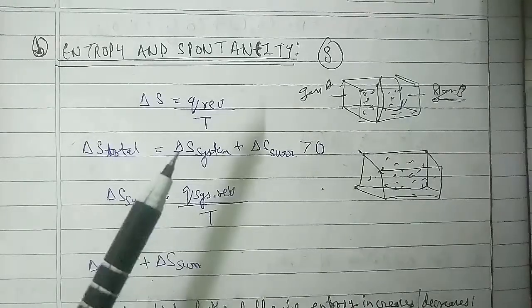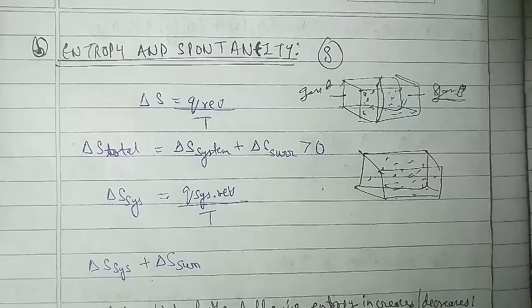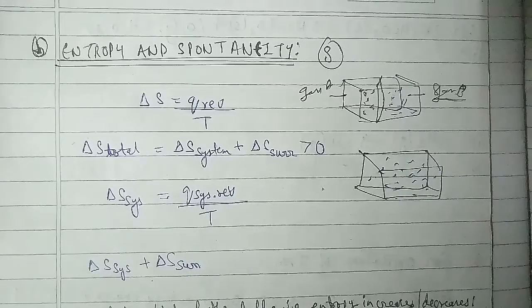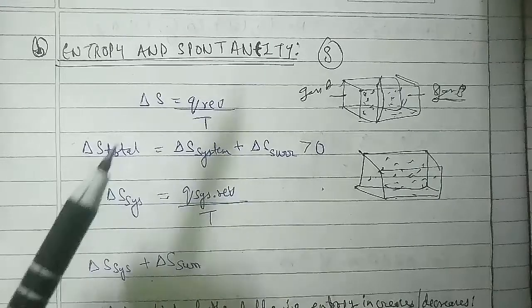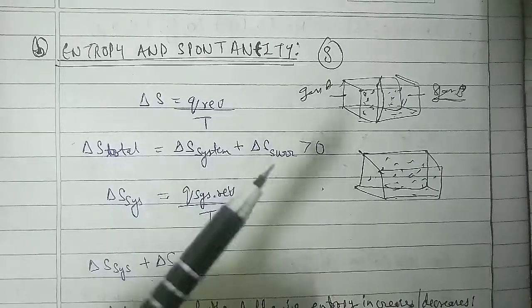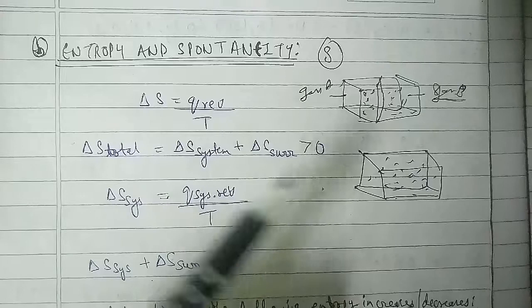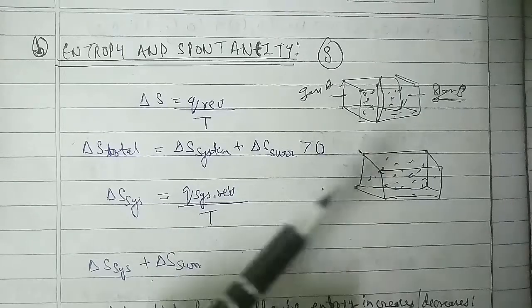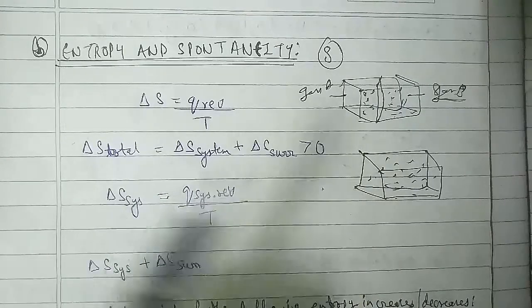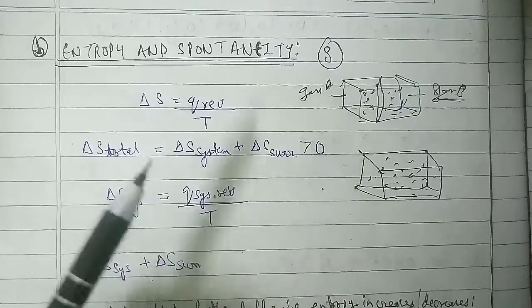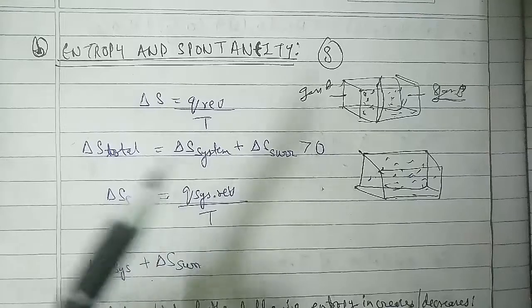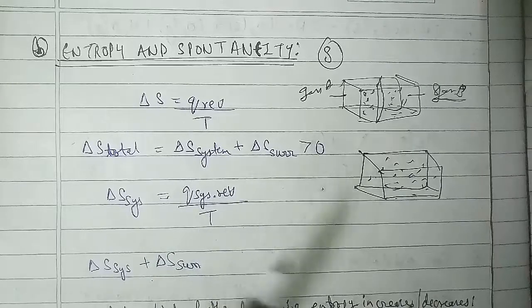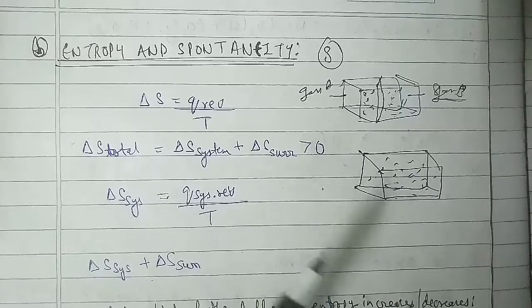A system at a higher temperature has greater randomness than one at a lower temperature. Thus, temperature is the measure of the average chaotic motion of the particles in the system, and heat added to a system at a lower temperature causes greater randomness than the same quantity of heat added at a higher temperature. This suggests that the entropy change is inversely proportional to the temperature, that is, delta S is related to Q and T. For a reversible process, delta S equals Q reversible upon T.